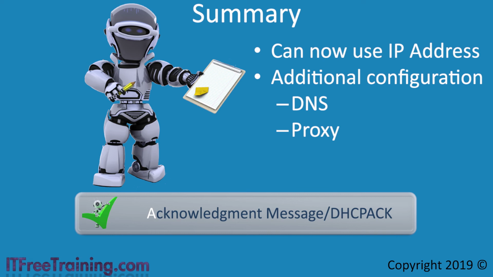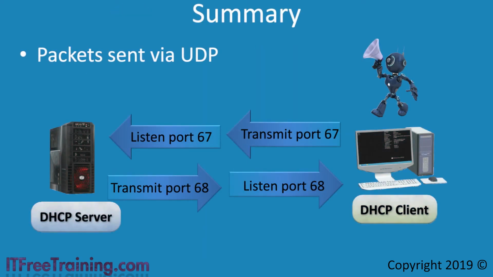The DHCP acknowledgment message is when the server informs the client that it can use that IP address. The message also contains any additional DHCP configuration. The DHCP server will now record that IP address as being allocated to that DHCP client and not allocated to anyone else. All packets are sent via UDP.